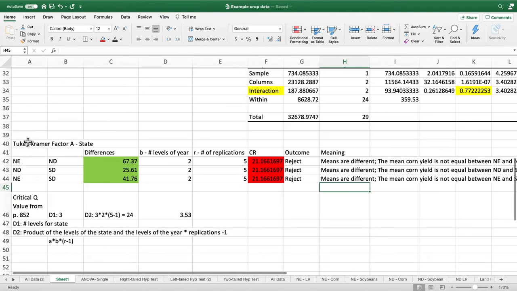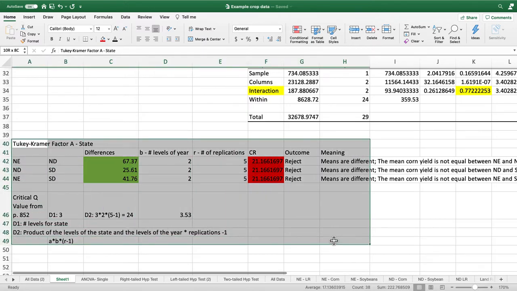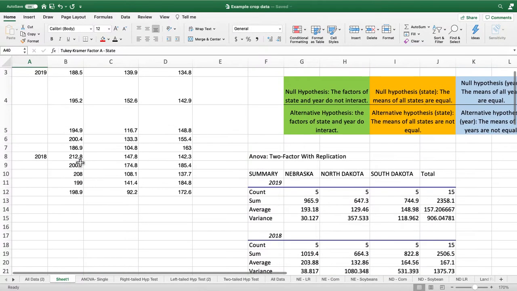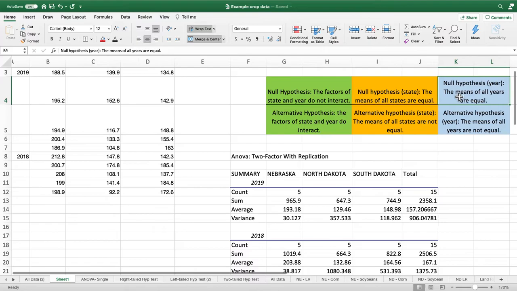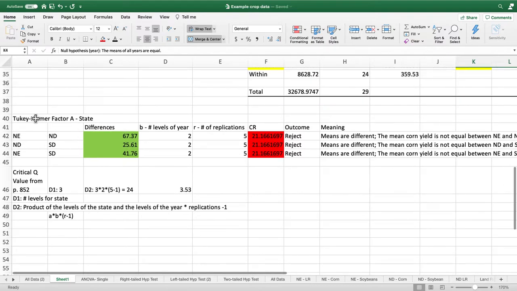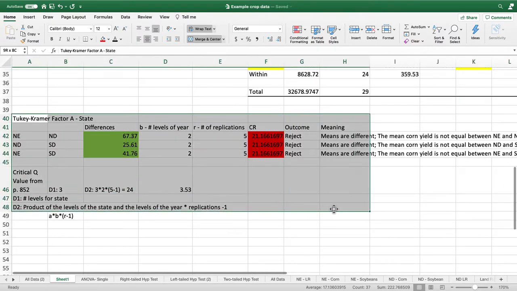So now we need to repeat this whole thing, but using factor B, which is the year, so that way we can answer the rest of the hypothesis. So this blue hypothesis, meaning the means of all years are equal. So we're just going to copy and paste this Tukey-Kramer, and we're going to then tweak it. Oops, let's make sure we get all of that.